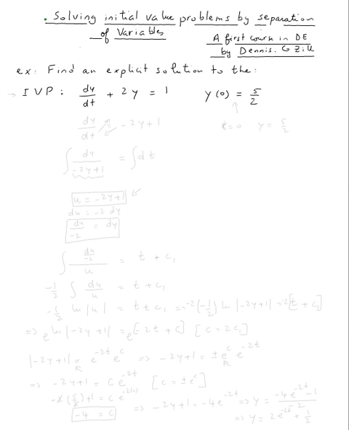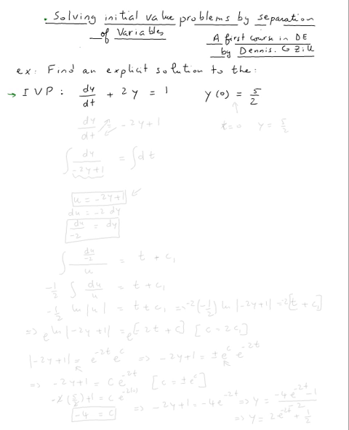The topic is solving initial value problems by separation of variables. So let's do this example. Find an explicit solution to the initial value problem dy/dt plus 2y equals 1, y of 0 is equal to 5 over 2.